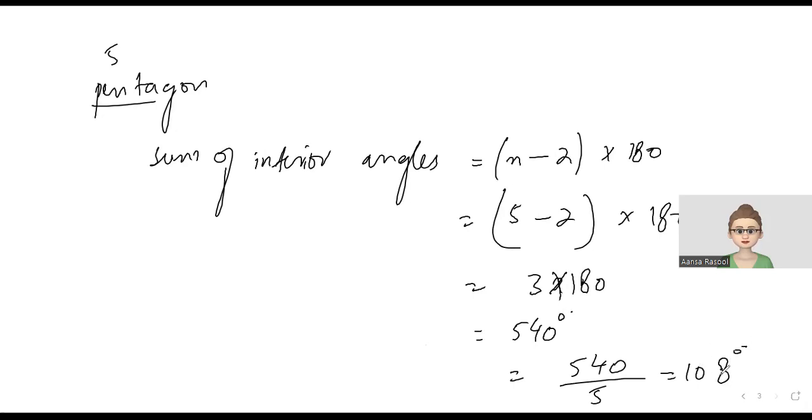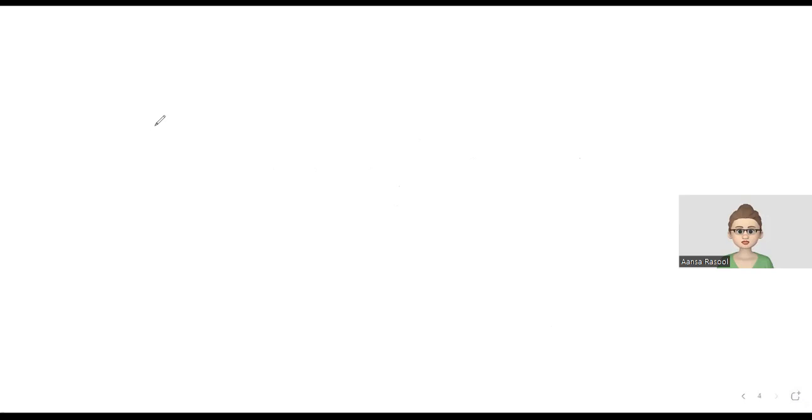Easy peasy. So if they ask you about the exterior angle, what you will do? 360 degrees divided by 5. That's 72 degrees. Got it?